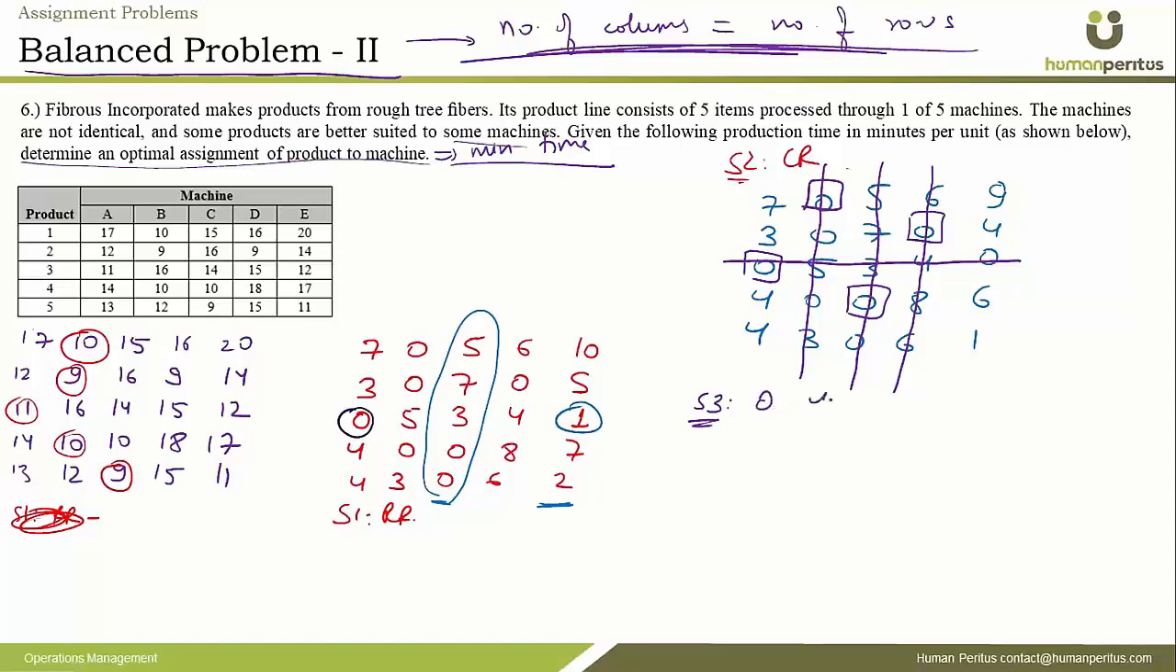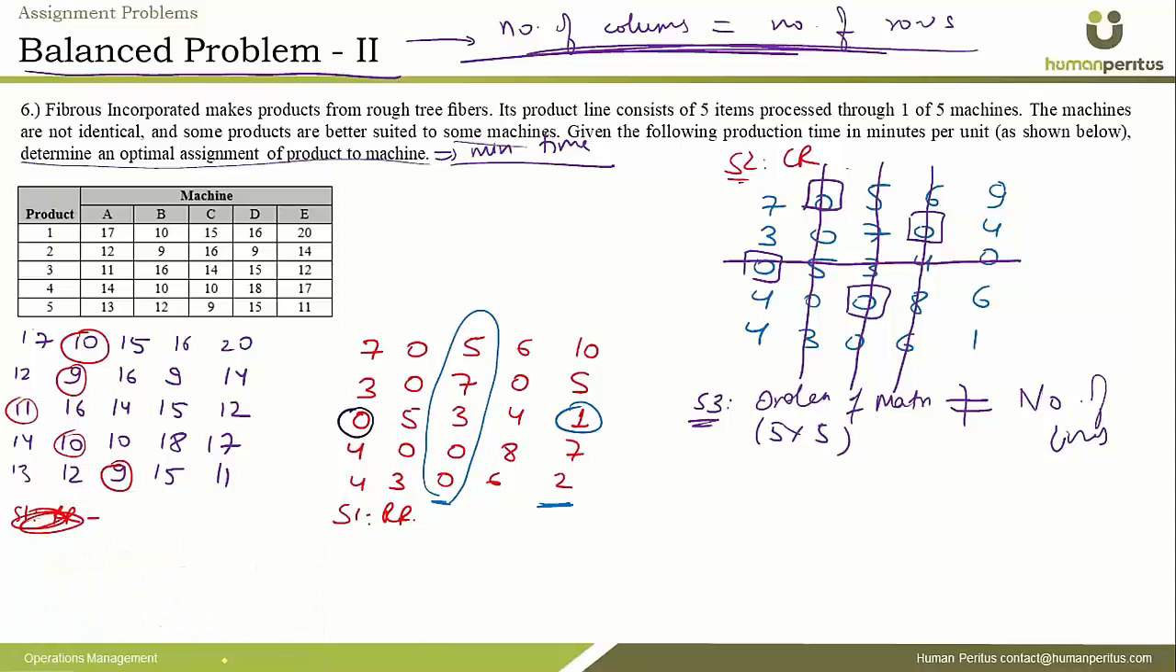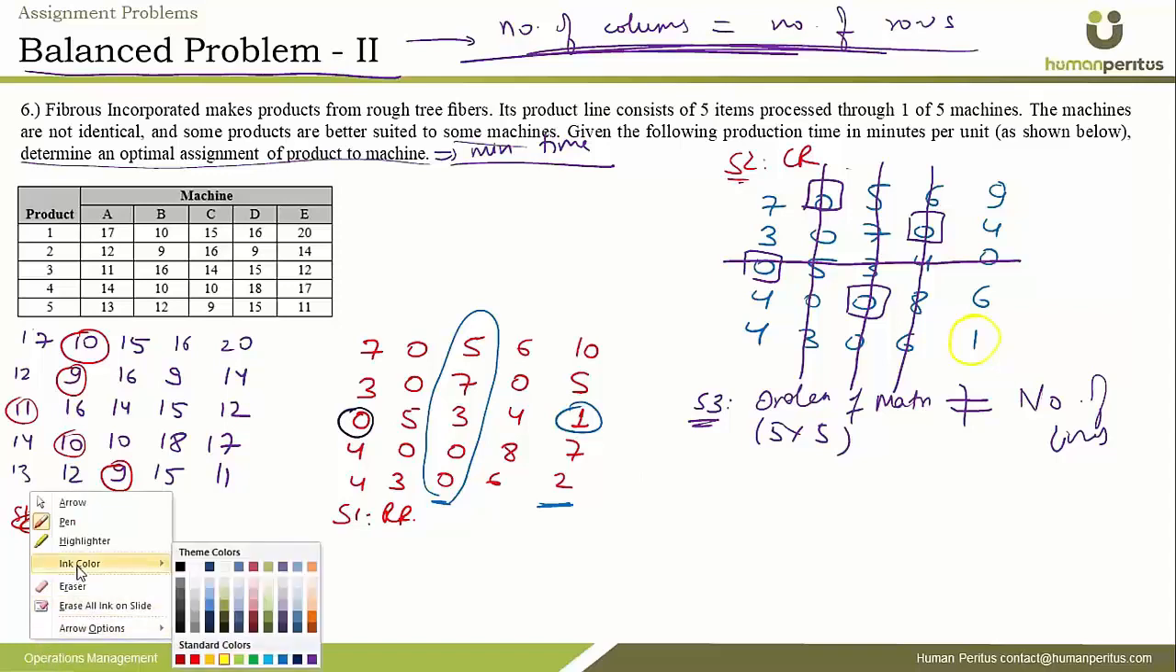The order of the matrix is not equal to the number of lines here. As you can see, the order of the matrix is 5 cross 5, which is 5, and the number of lines that we draw is 4. So we will move to step 4. Step 4 says that I need to look for the smallest unassigned value. And what is the smallest unassigned value? It is 1. So I have to subtract this from all the unassigned terms. Let me write this matrix here.